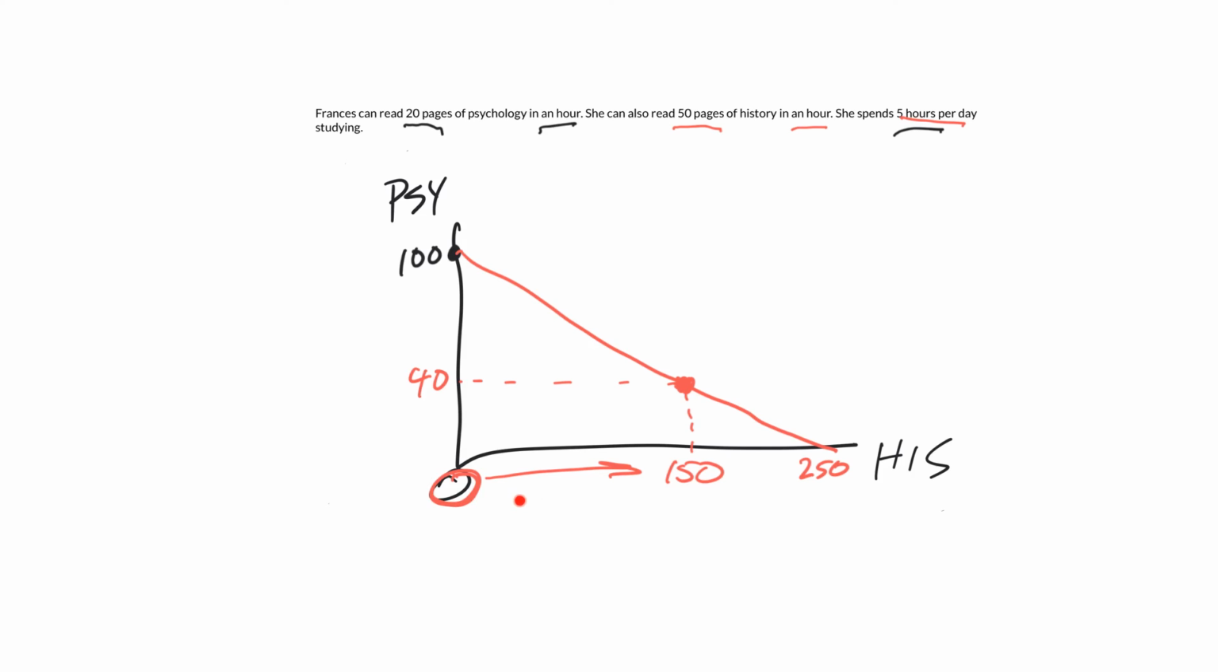Well, going from 0 out to 150 requires that she would therefore have to go from 100 down to 40 pages of psychology. So she gave up how many pages of psychology? From 100 down to 40? That is 60 pages of psychology. So she gave up 60 pages of psychology. All right? So there's her opportunity cost.